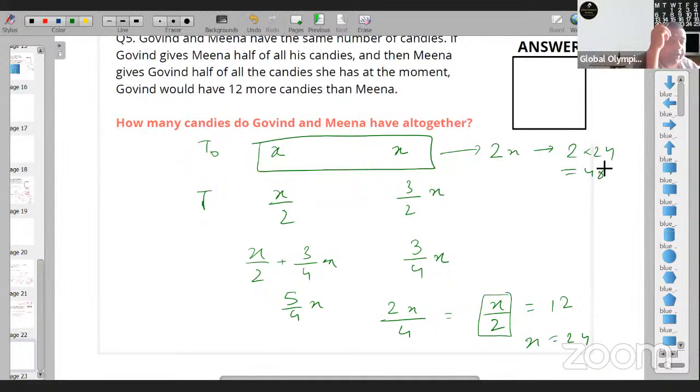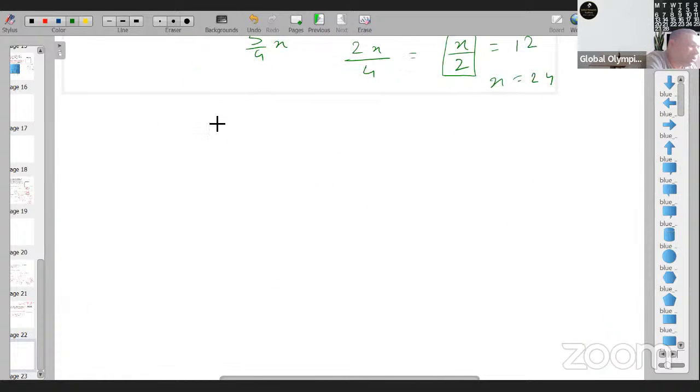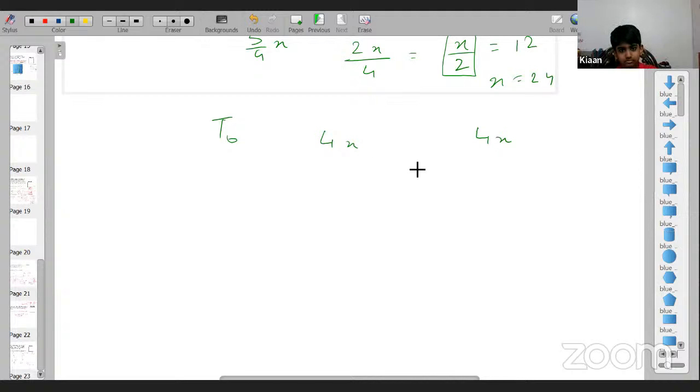Very nice. Now, Kian, one small suggestion from my side. When a half and half is coming into play two times, it will be much easier to do the same problem assuming they had 4x and 4x. That will make your life much easier.